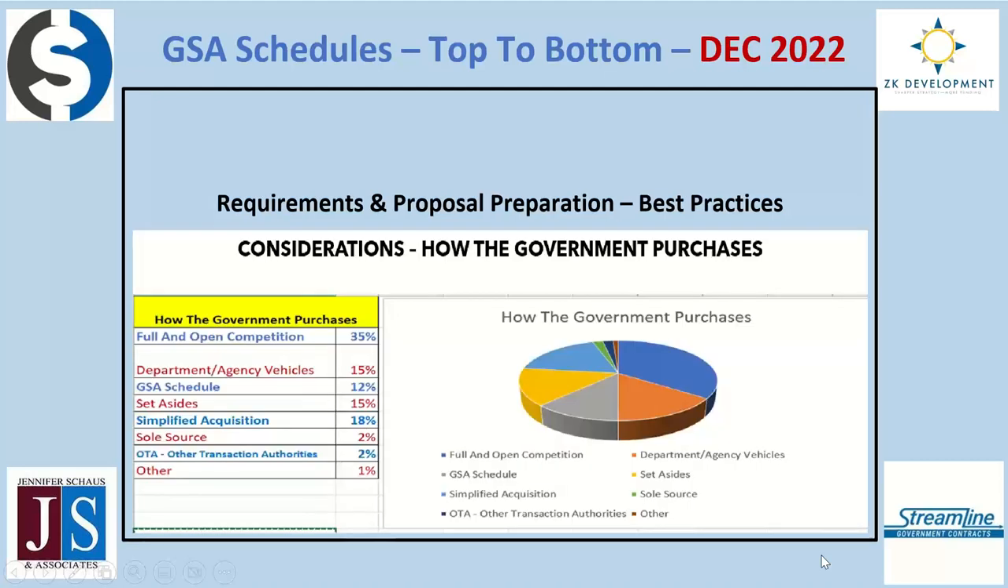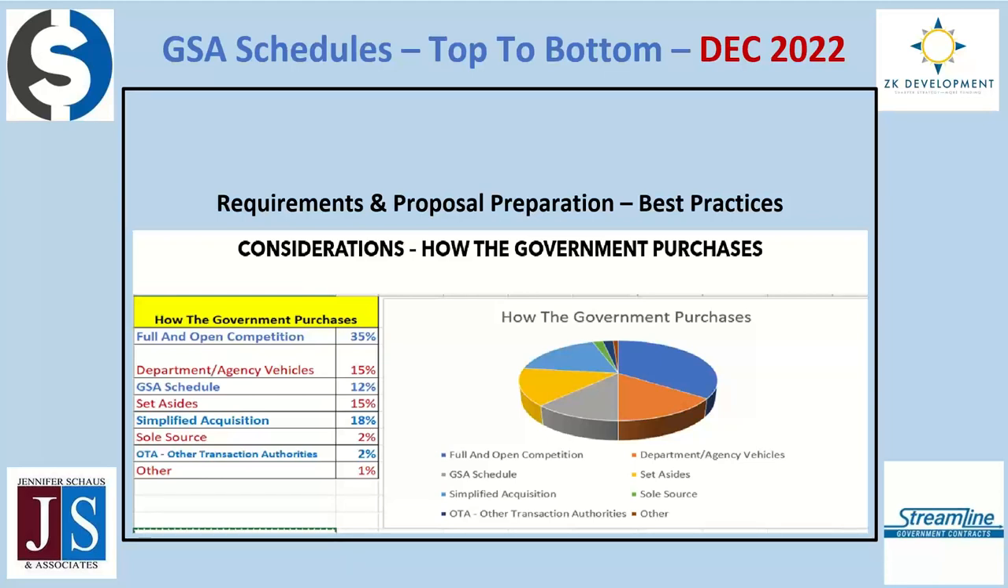So this is a visual that I put together that is probably one of my favorite slides that I use often. And the numbers here on the left-hand side are really just averages. And it's going to vary for your specific product, service, or software. So full and open competition, these are going to be the opportunities that you see on SAM.gov that anybody with an internet connection in California, Canada, or China can see and can bid on.